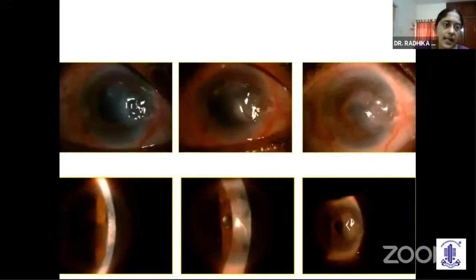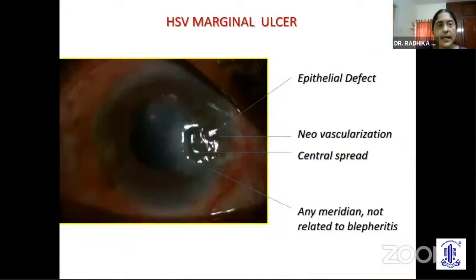Now look at this ulcer. This ulcer is a little different from the 3 varieties of epithelial disease that you saw, isn't it? Basically, at first shot it looks like a PUK, but how is it different? It is a little shallow. It is progressing or creeping towards the center. And over the course of treatment, which you can see in the clockwise arrangement of slides, the ulcer seems to be resolving and it is healed completely in the slit picture that you see in the end. This is the HSV marginal ulcer.